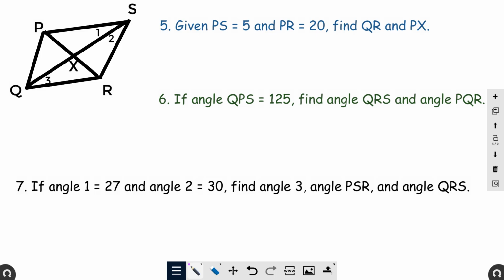It says, given PS is 5, so I'm going to put 5 right here, and PR is 20. Sorry. So this whole diagonal is 20. All right, so we want to find what is QR and PX. Well, what would be the distance of QR? It will be 5. Why is it 5? Opposite sides are congruent. And what is PX?